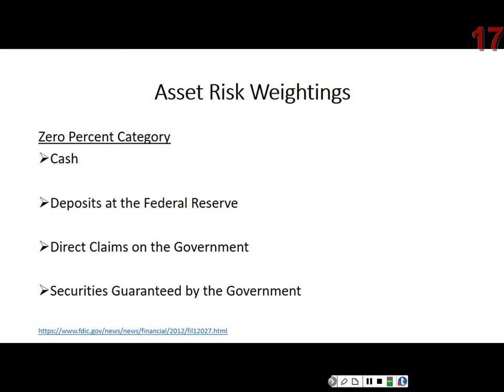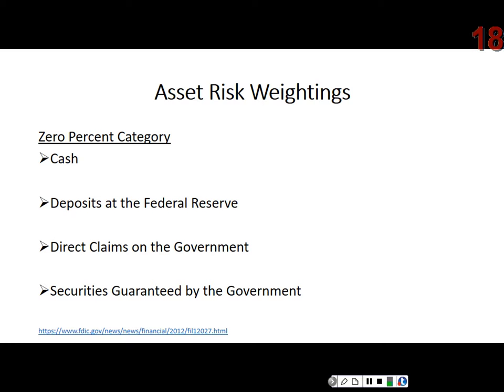Deposits at the Federal Reserve. If a bank has deposits at the Fed, there is zero loss of them losing that money. 0% loss of them losing that money. So they don't have to hold any capital against deposits at the Fed. Also, claims on governments or securities guaranteed by the government. There is 0% chance that they're going to lose money. So they don't have to have any capital set aside for these categories.